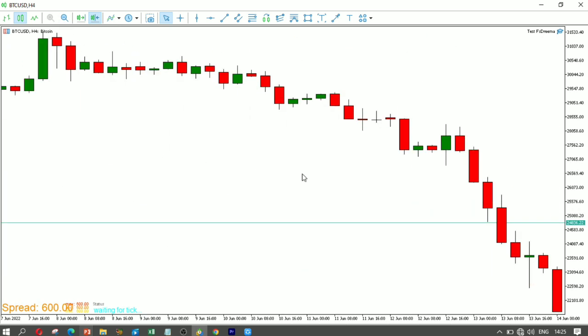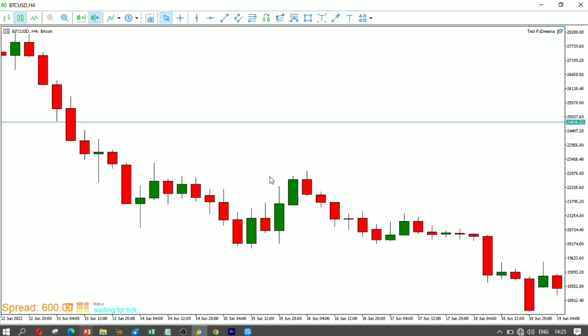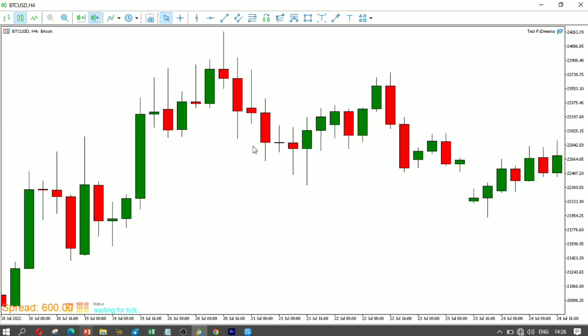So the next candle that I want to show you is called the hammer candle. The hammer candle looks like this candle, which is right here.